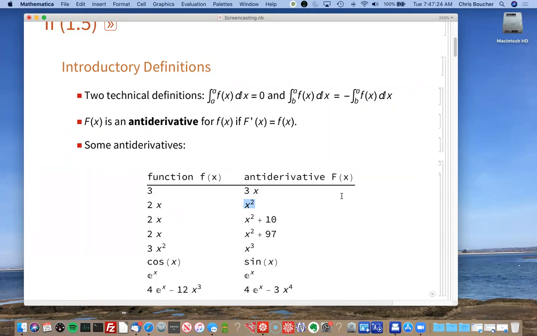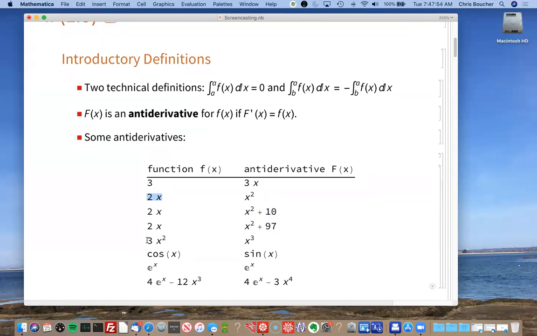And this gives us an opportunity to make a point about antiderivatives. You will note that x squared plus 10 is also an antiderivative for 2x, because when you take the derivative of x squared plus 10, you get 2x. And the same is true of x squared plus 97 and x squared plus 432 and on and on and on. That is, one complexity with antiderivatives is they're not unique. One function will have not just one antiderivative, but many antiderivatives. More on that a little later. We'll just file that away for now.